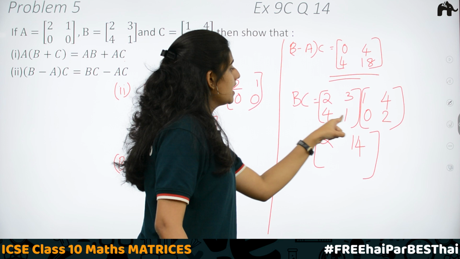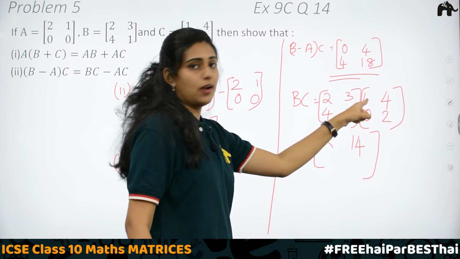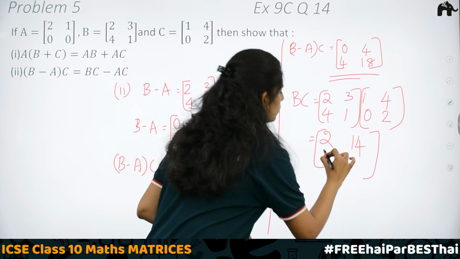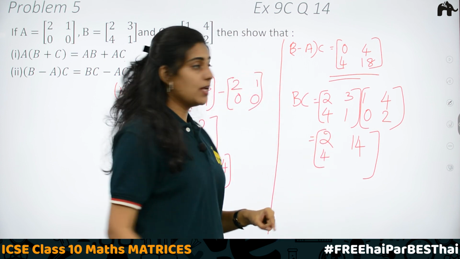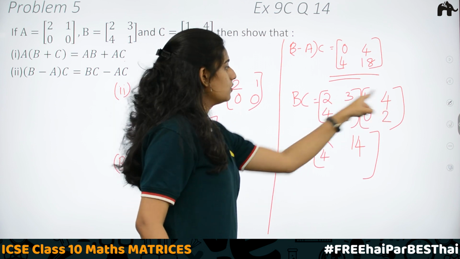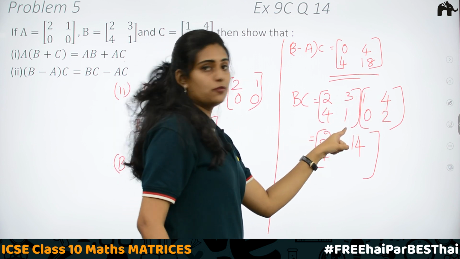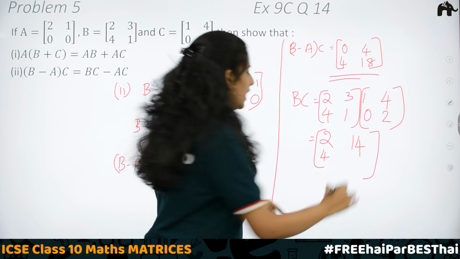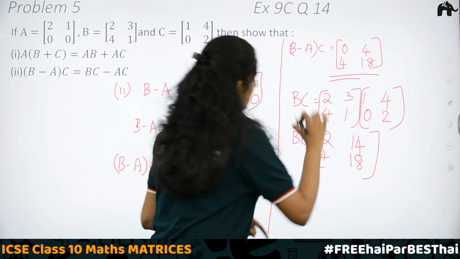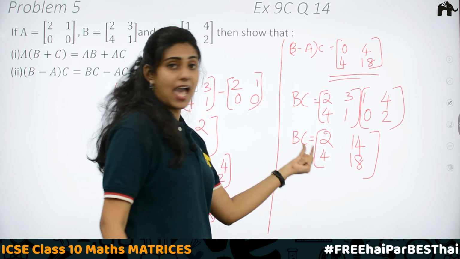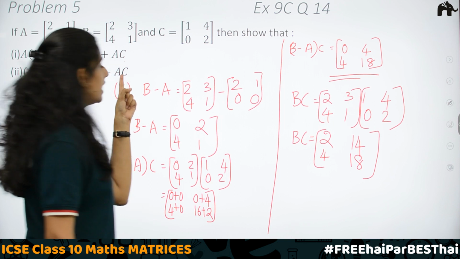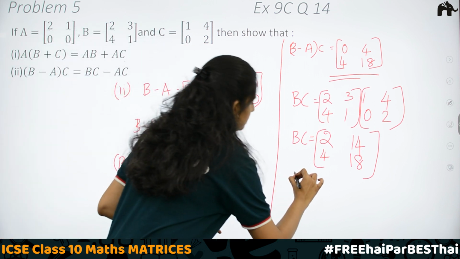Next element, second row, first column: 4 into 1, 4. 1 into 0, 0. 4 plus 0 is 4. Next element, second row, second column: 4 into 4, 16. 2 into 1, 2. 16 plus 2, 18. So these are the elements of the product of matrix B and matrix C. Next, similarly, we have to find AC, A into C.